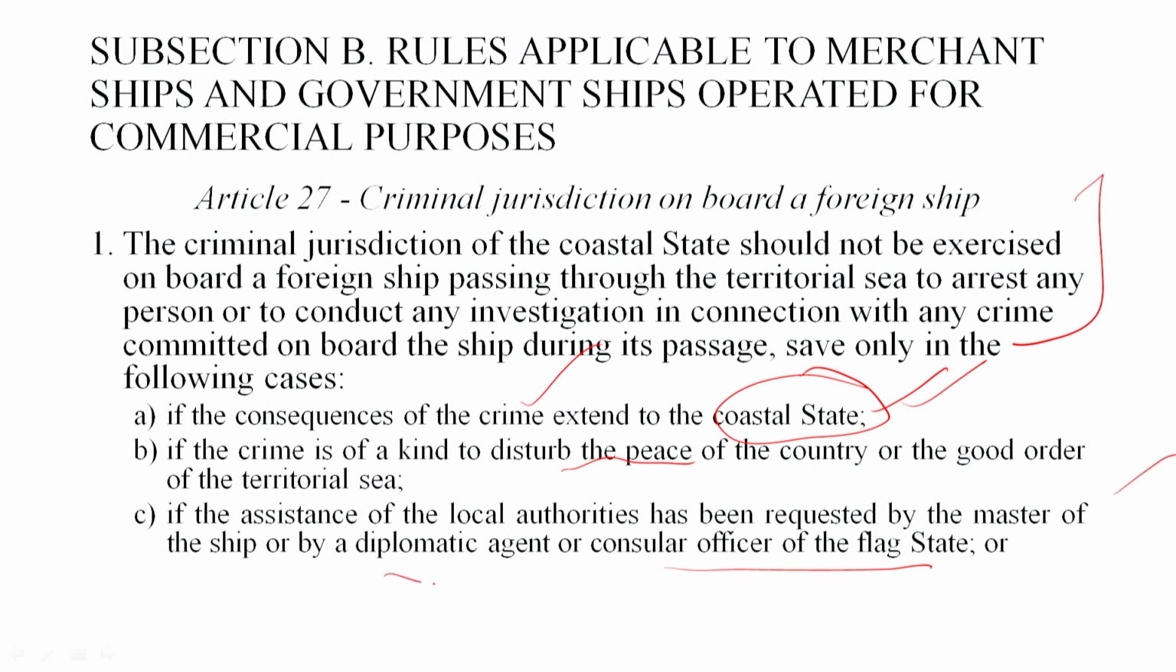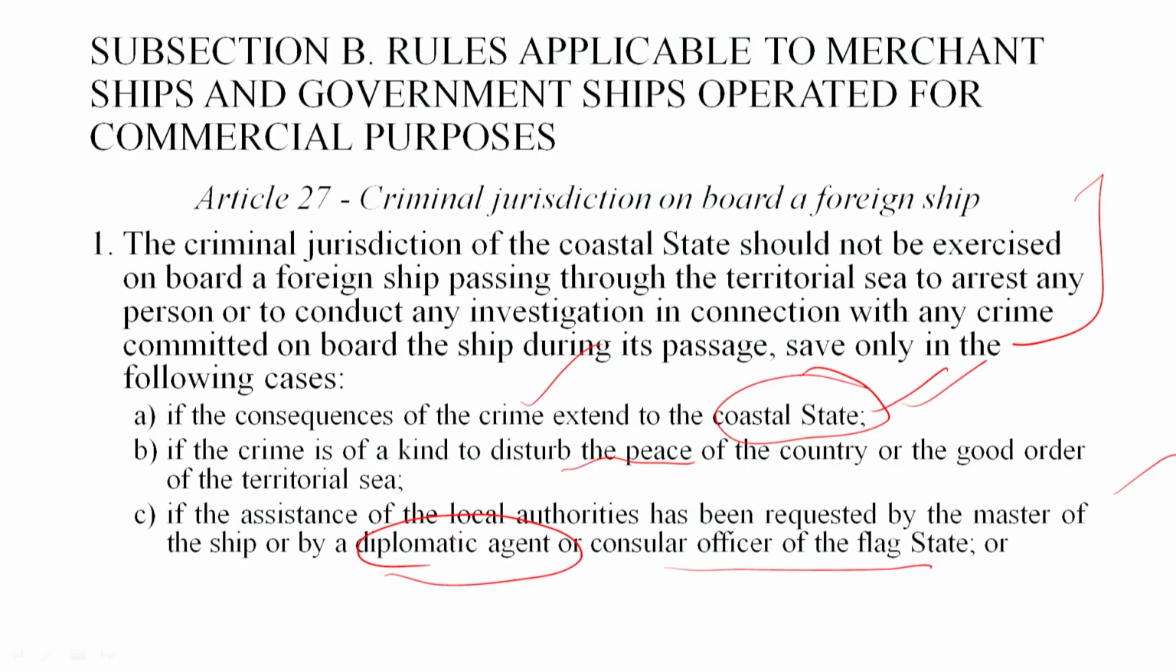Or the diplomatic agent, that means the ambassador of the country who is stationed there. Ambassador here means the ambassador of the country to which the ship is registered. He has requested the government of the coastal state to provide any legal assistance or judicial assistance. So in that case, such a request can be complied with. Or the consular officer of the flag state requests the judicial system of the coastal state to give certain help. So in that case, the local authorities or the judicial bodies will apply their jurisdiction for supporting the person or the diplomatic agent.